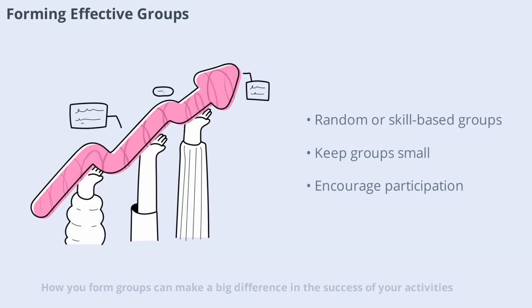How you form groups can make a big difference in the success of your activities. You might assign groups randomly, let students choose, or create groups based on specific skills or interests. Each method has its benefits. Random groups encourage students to work with new peers, while skill-based groups can ensure a balance of strengths. It's important to keep group sizes manageable. Typically 3 to 5 students works well. This allows everyone to participate and reduces the chance of anyone feeling left out.